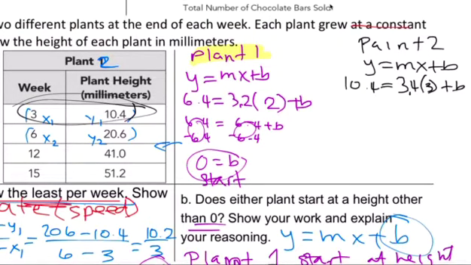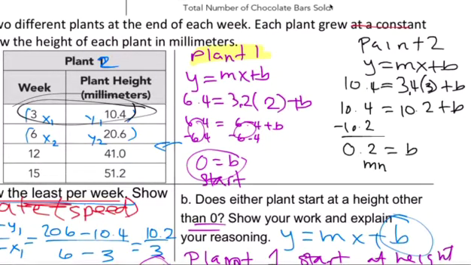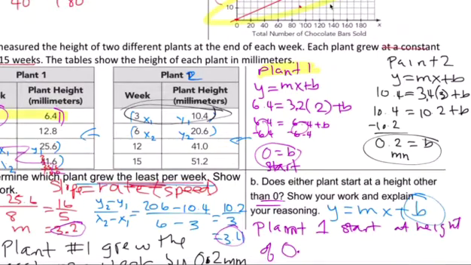plus b. So this is 10.4, and here multiply that. I got 10.2 plus b. Hey, this one did not start out as a seedling. It was a tiny 2 millimeters to start. So plant B starts at 2 millimeters, 0.2 millimeters.